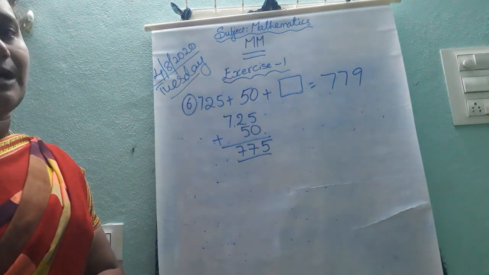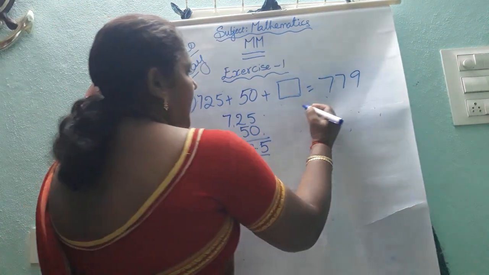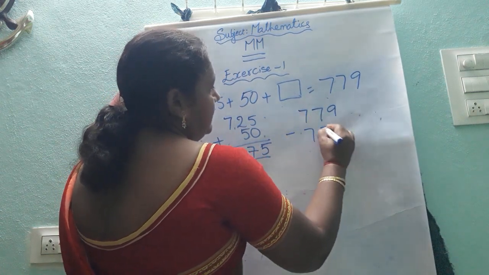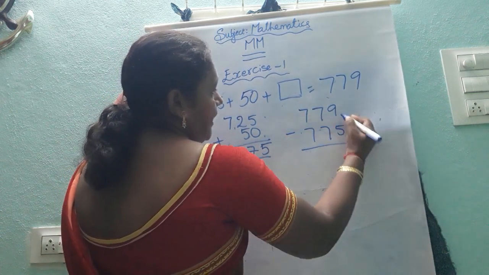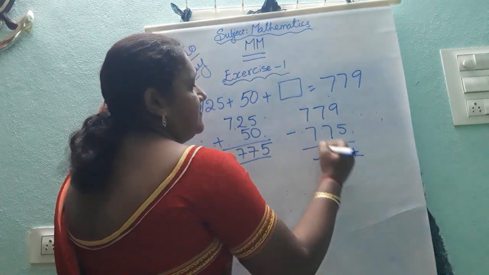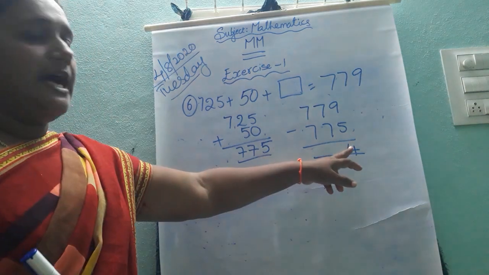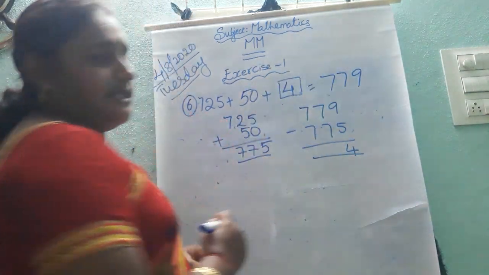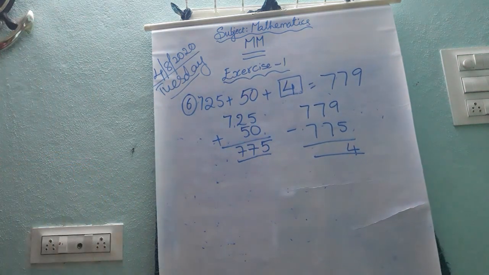So you have to subtract 775 from 779. If you subtract, 9 minus 5, 4. 7 minus 7, 0. 7 minus 7, 0. So what is the answer left? 4. If you add 4, you will get that answer. Okay, children?